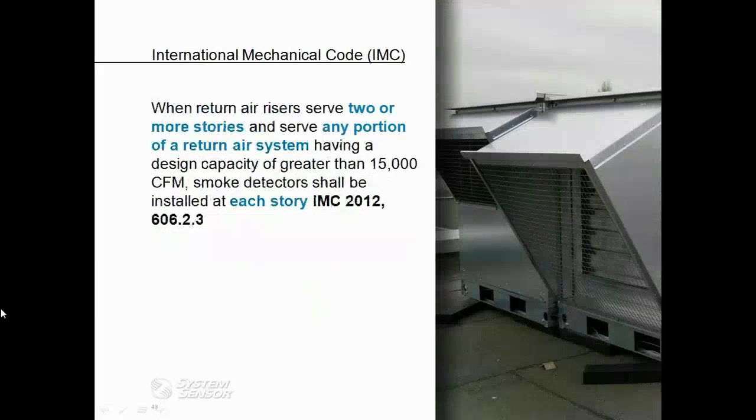This next requirement here is for larger systems with a capacity of over 15,000 CFM. Here, the International Mechanical Code requires duct smoke detectors to be installed when air return risers are serving more than 2 stories of a building. Then detectors must be installed on each floor of that building.